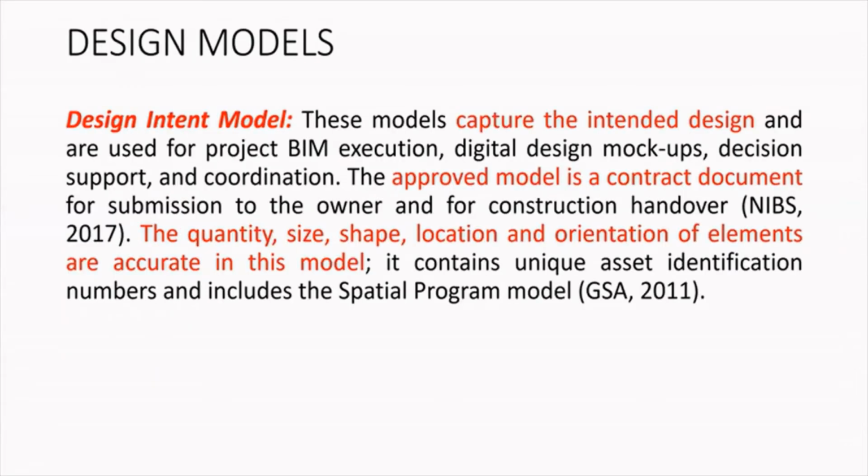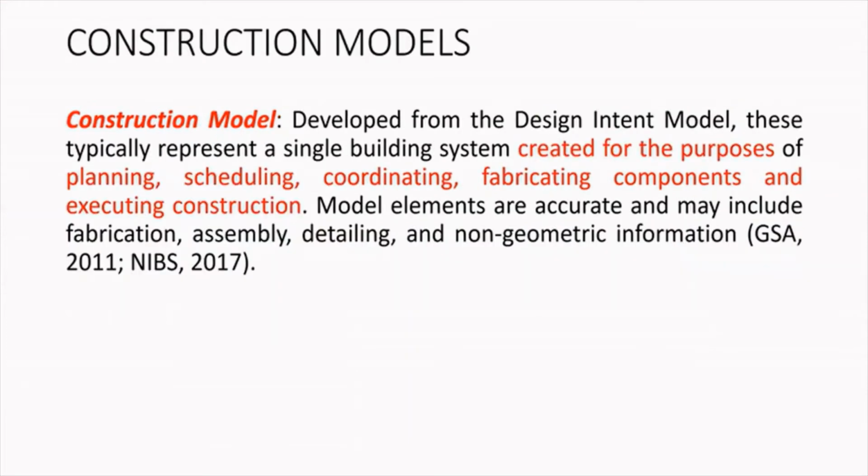Let's understand first, what is the design model? Basically, it captures the intended design for project execution, design detail markups, and so on. It shows quantity, size, shape, location, orientation, and so on. So what does the construction model do? The construction model usually represents a single building system, and it's created for the purpose of planning, scheduling, coordinating, fabricating components, and executing the construction. So it actually focuses on the construction phase.